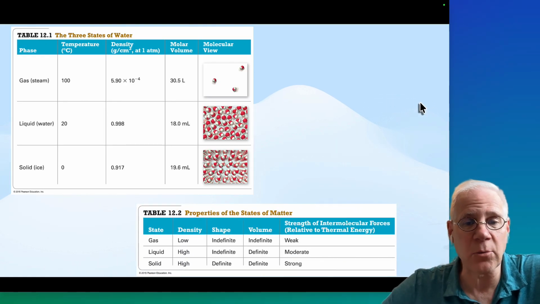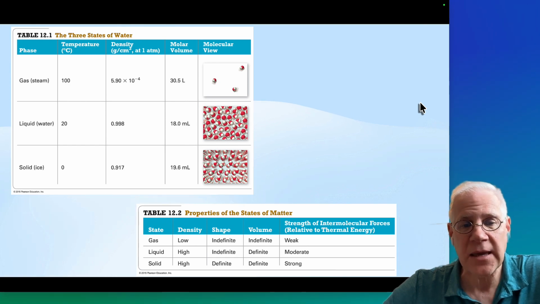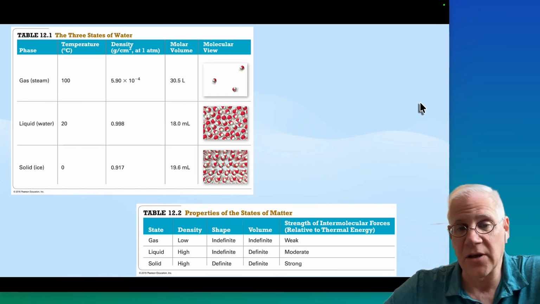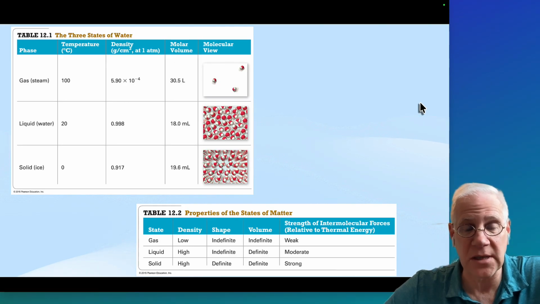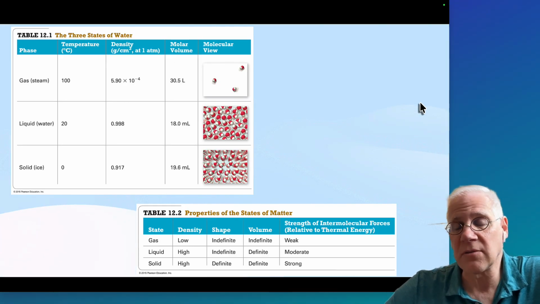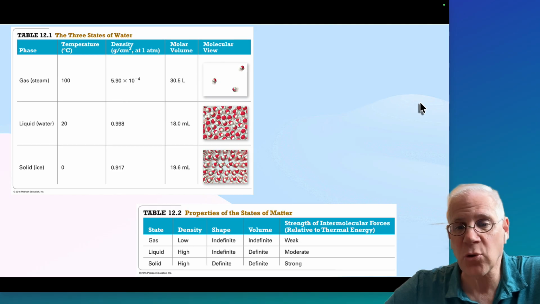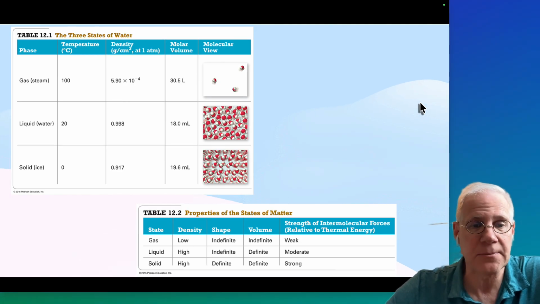If we look at some of the properties of these different phases, gases tend to have a low density. We see that with water. An indefinite shape, a gas will always fill the container that it's contained in. That's why its volume is indefinite. It's whatever the volume of the container is, that's how much gas you have. The strength of the intermolecular forces relative to the thermal energy is always very weak in a gas. It's why it's in a gas phase.